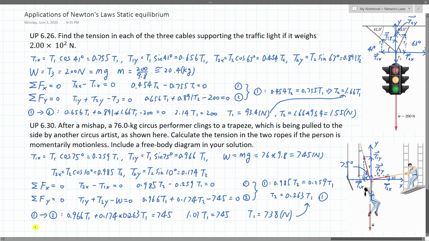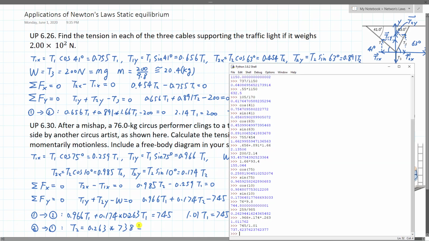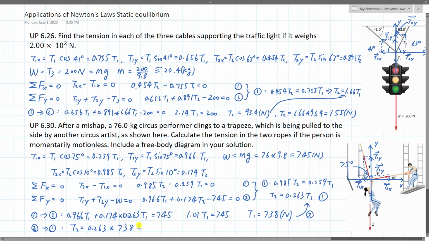So now we can take it and put it back into the equation we used for substitution. Basically equation 2 back to equation 1, if you like. So equation 1 becomes T2 equals 0.263 times T1, which is 738. Let's use our calculator. So 738 times 0.263. So we have force 194 newtons.